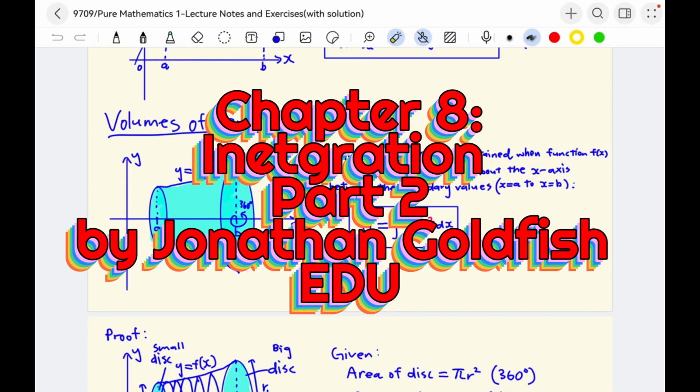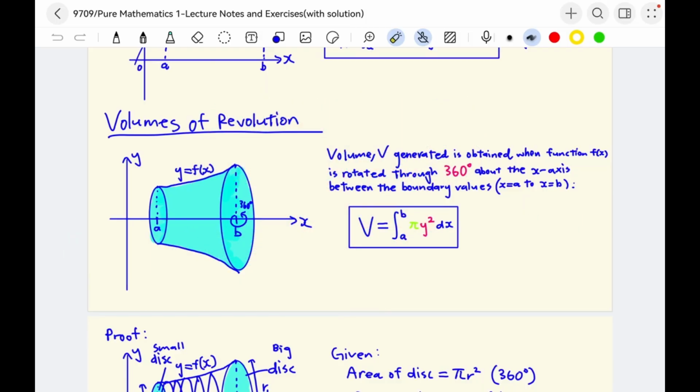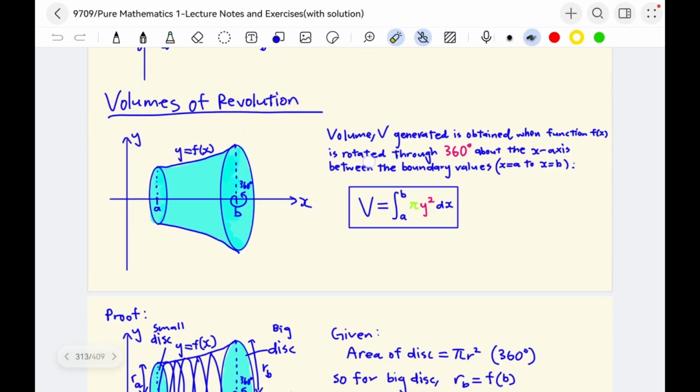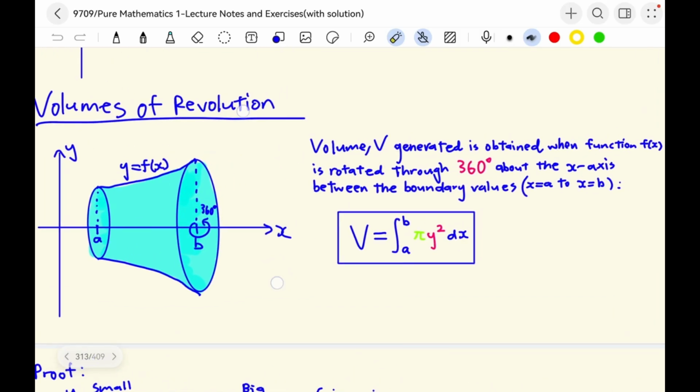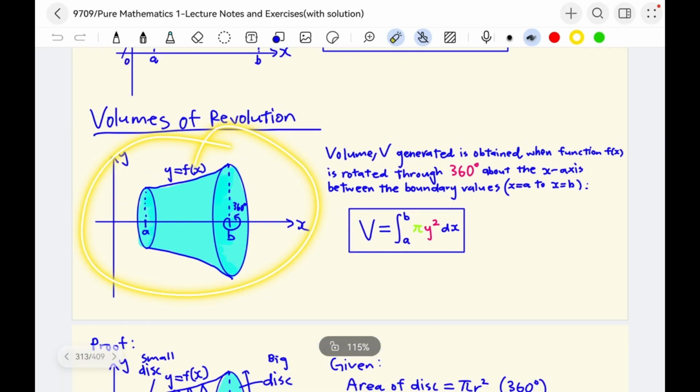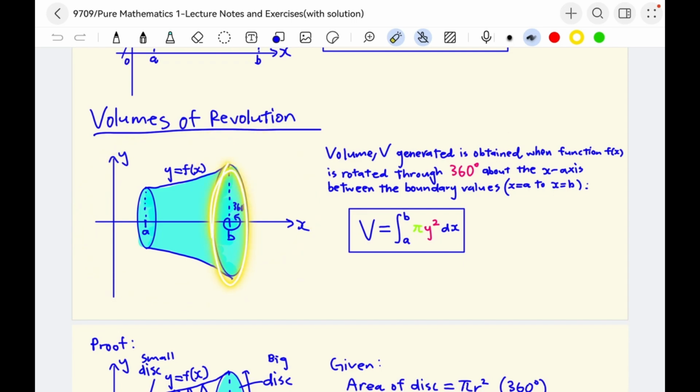This is integration part 2. And now let's continue with the volumes of revolution. So in the geometric diagram I have drawn over here, the light blue region that I have highlighted is the region of the solid that represents the volume generated, rotated through 360 degrees about the x-axis.